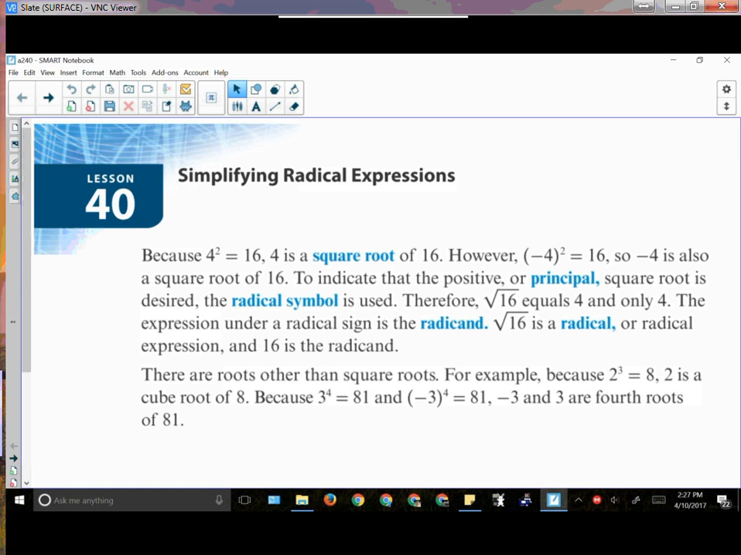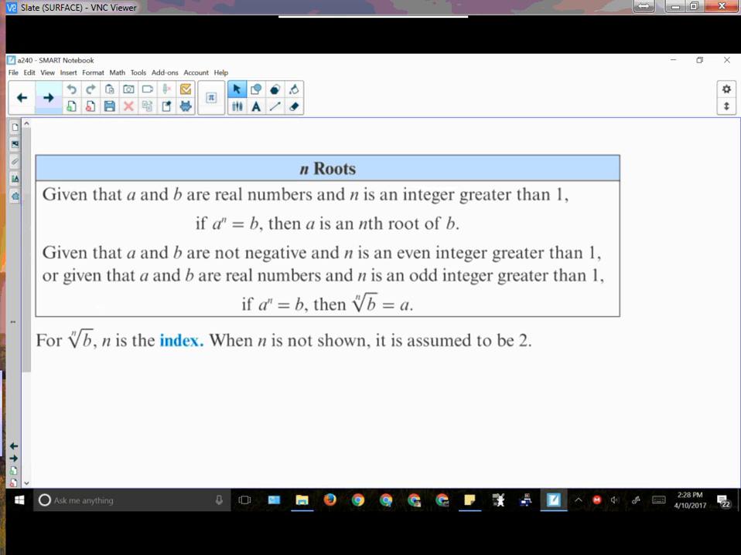Okay, we're going to take a look at simplifying radical expressions. Done it before. This is Algebra 1 stuff, but we're going to go back over it again. Basically, what we're going to do here is this idea of nth roots. This is something that you need to make sure that you get copied down.